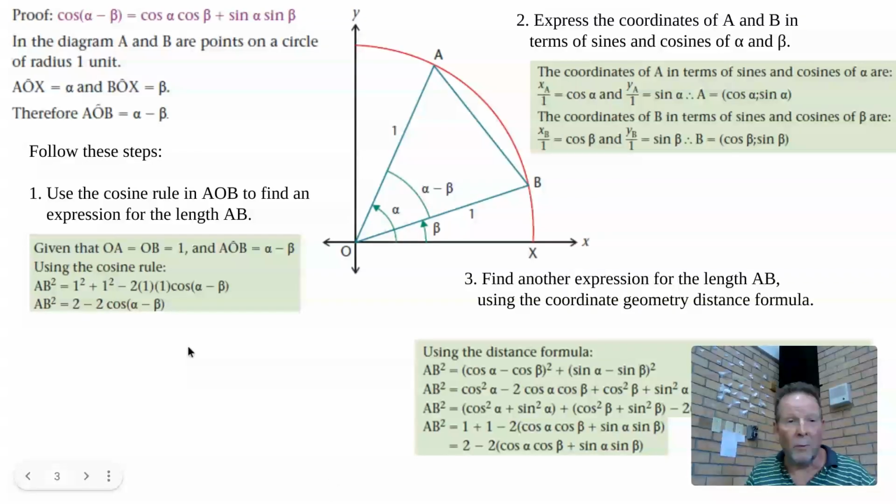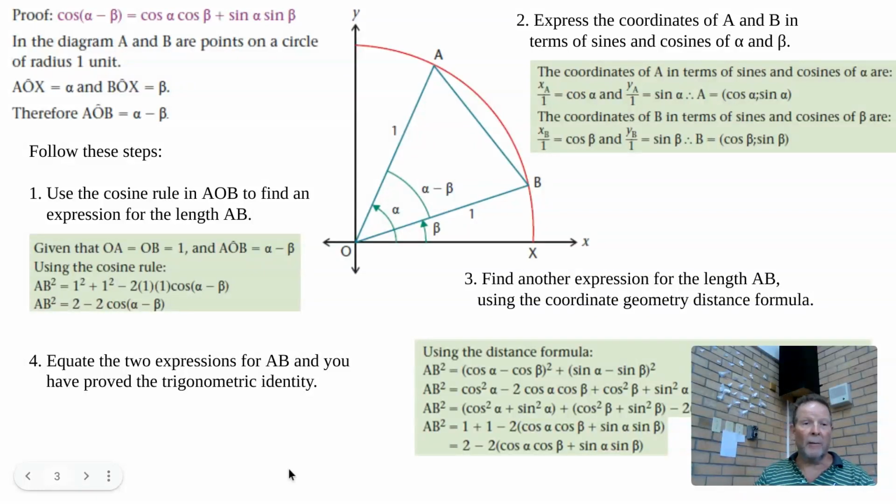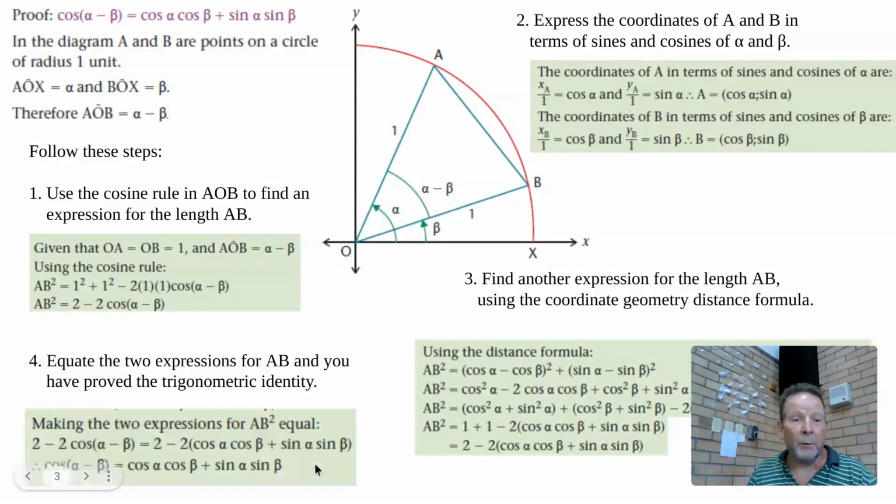Now, all you do, we have two ways of looking at AB squared. You just make them equal to each other. And then see if you can end up with this formula that we're trying to figure out. Well, this is what it's going to look like. All you do, make the two things equal to each other. And there we have it. And then subtract 2 from both sides. Divide both sides by negative 2. Hey, that 2 and that 2, it just all cancels. And you're left with cos alpha minus beta equals cos alpha cos beta plus sine alpha sine beta.